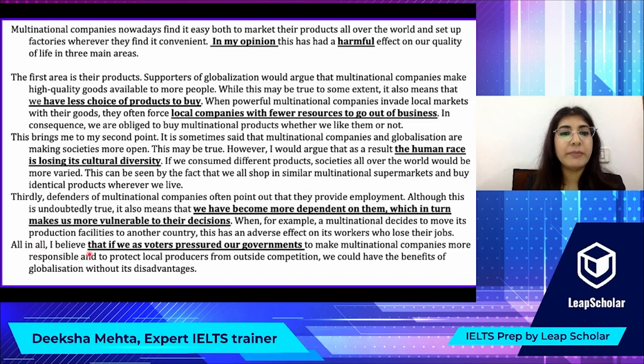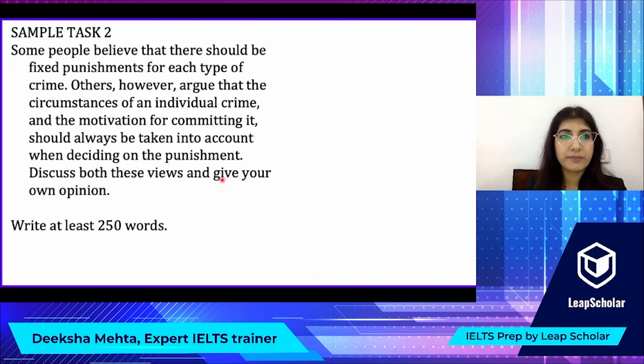So, all in all, I believe that if we as voters pressured our governments to make multinational companies more responsible and to protect local producers from outside competition, we could have the benefits of globalization without its disadvantages. So, here we have analyzed a sample essay as well. Let's look at one more task.